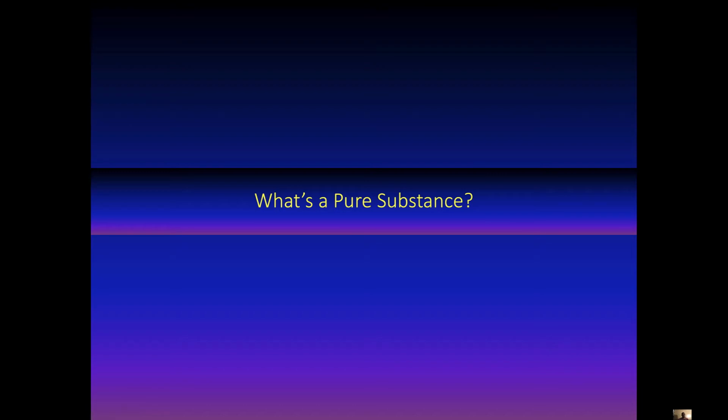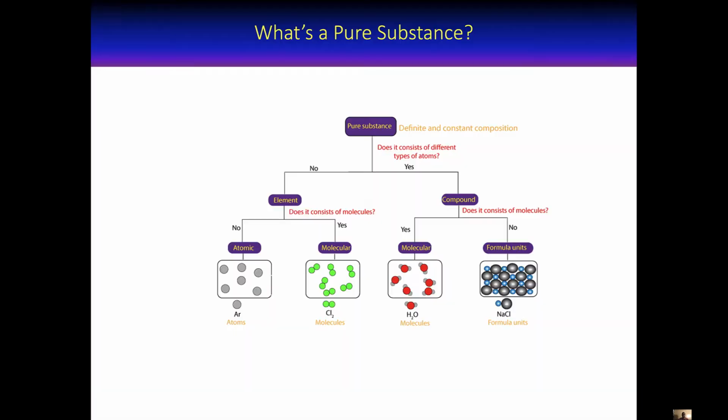In this talk, we will discuss a pure substance. So what is a pure substance? A pure substance has a definite and constant composition. Definite in the sense that a specific mass of one atom always combines with a specific mass of another. And once they unite to form the substance, the composition of that substance is constant and uniform throughout.